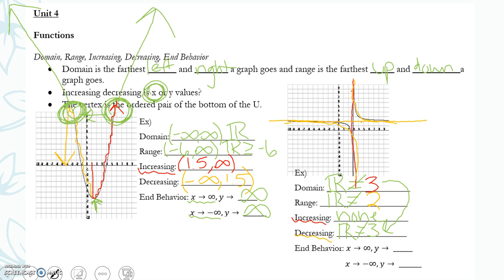End behavior. So both the right-hand end and the left-hand end, there's asymptotes. They're flattening. So that means it's going to be the number that they're flattening at. So this end right here is flattening at that y value of 2. Same with this end. It's flattening at the y value of 2.